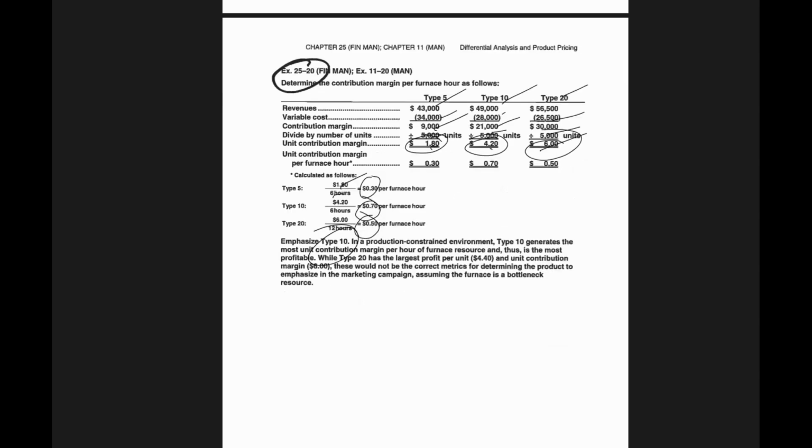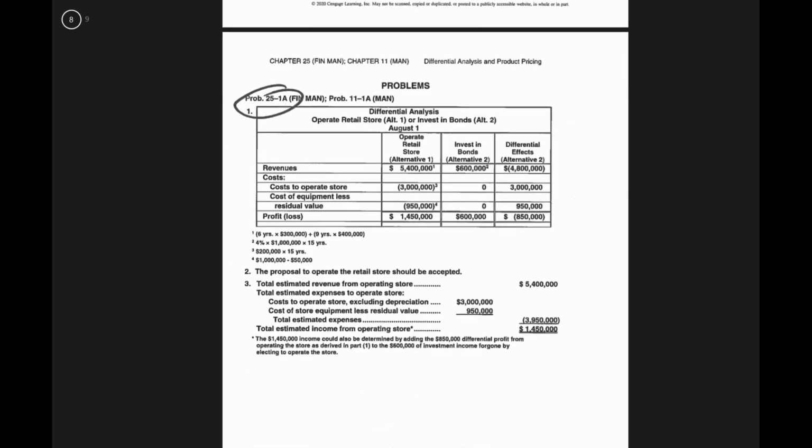And there's 2 problems that we are going to look at. The first one is problem 1A. Differential analysis again. On August 1st, this store considered leasing a building and purchasing the necessary equipment to operate a retail store. Alternatively, the company could use the funds to invest $1 million in 4% treasury bonds that mature in 15 years. The bonds could be purchased at face value. Prepare a differential analysis presenting the proposed operation of the store for 15 years as compared to the treasury bond.